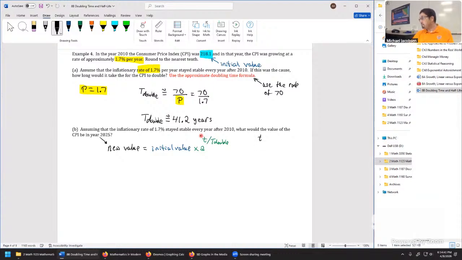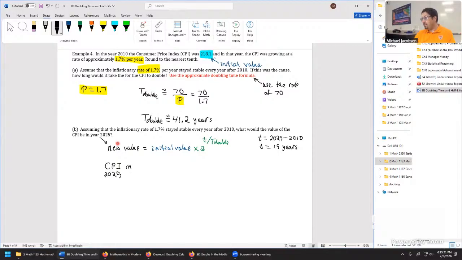We need to make a check on our units. T, well, it's not going to be 2025 because 2025 years haven't gone by. We're just saying how much time has gone by if we're going from an initial value at 2010 to the new value in 2025. So T is 2025 minus 2010, or in other words, just 15 years. And our doubling time is in years as well, so no unit conversions like we had to make on our first example.